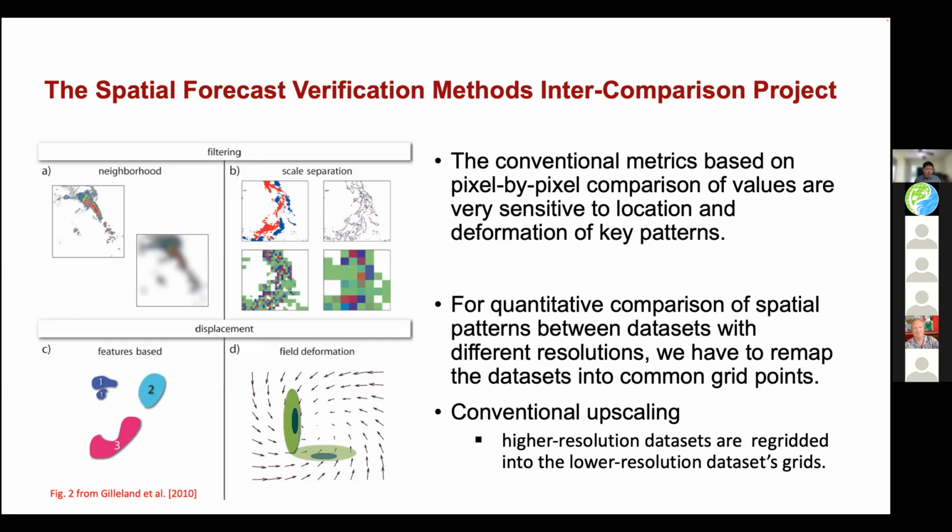However, there is a problem. For quantitative comparison of spatial patterns between data sets with different spatial resolution, even in their approach, they have to remap the data sets all into a common grid point. And I would say one of the biggest advantages of our TDA-based methodology is that we don't have to remap the data set. And also TDA can take care of all of these.